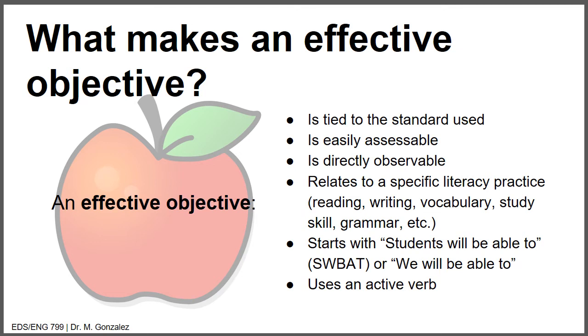Consequently, effective literacy objectives relate to a specific literacy practice, such as reading, writing, vocabulary, study skills, grammar, etc., and it should be as specific as possible. Good objectives also start with student-centered and student-friendly phrases like "students will be able to" or "we will be able to," followed by a phrase that uses an active verb to capture the literacy practice.